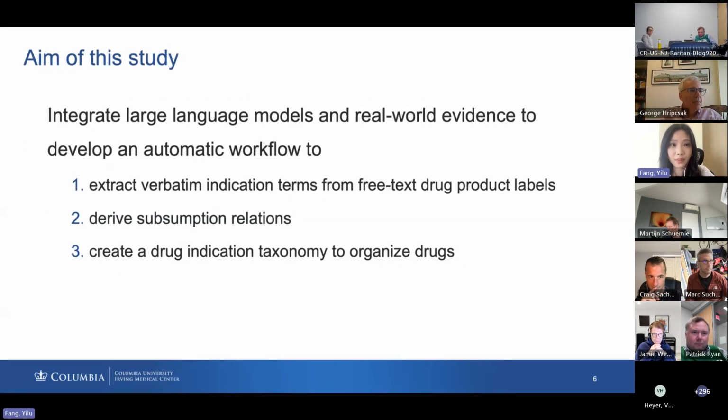In this study, we aimed to integrate large language models and real-world evidence to develop an automated pipeline to first extract indication terms from free text drug labels, then derive their subsumption relations, and further create a drug indication taxonomy to organize drugs.